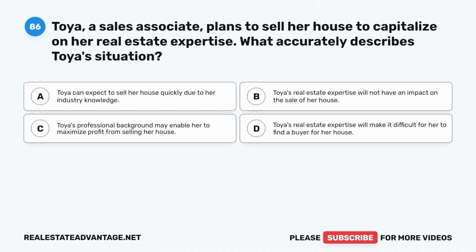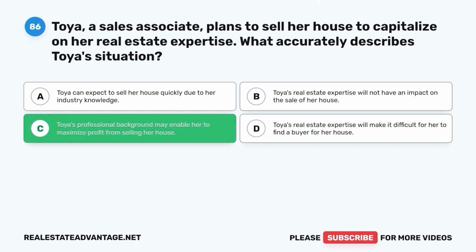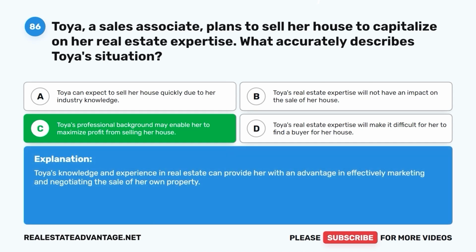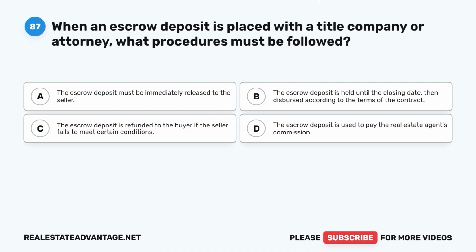Toya's real estate expertise will make it difficult for her to find a buyer for her house. The correct answer is C. Toya's professional background may enable her to maximize profit from selling her house. Toya's knowledge and experience in real estate can provide her with an advantage in effectively marketing and negotiating the sale of her own property.